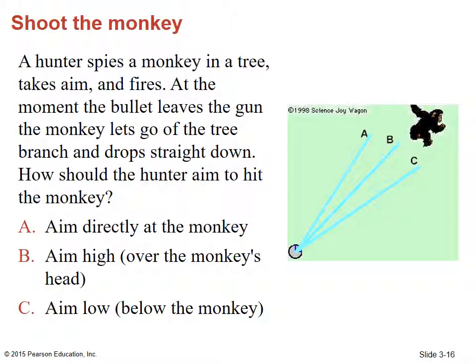A hunter spies a monkey in a tree, takes aim, and fires. At the moment the bullet leaves the gun, the monkey lets go of the tree branch and drops straight down. How should the hunter aim to hit the monkey? A, aim directly at the monkey. B, aim high over the monkey's head. C, aim low below the monkey.